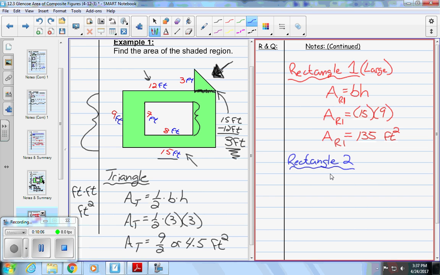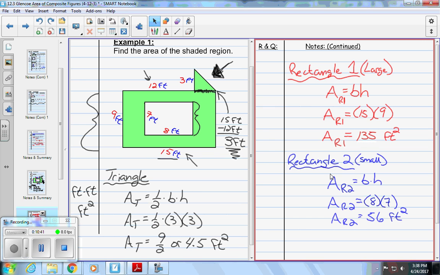So now we have to find the area of the rectangle 2, and I'm just going to remind myself that's the small one. And the area of rectangle 2 equals base times height still. We got to substitute in there. And what is the base and height of the rectangle 2, the small white one? Yeah, you're right. It's 8 and 7. So the area of rectangle 2 equals 56 feet. And yep, we were right. We need that square there. Okay, so now we got the area of each of the smaller figures.